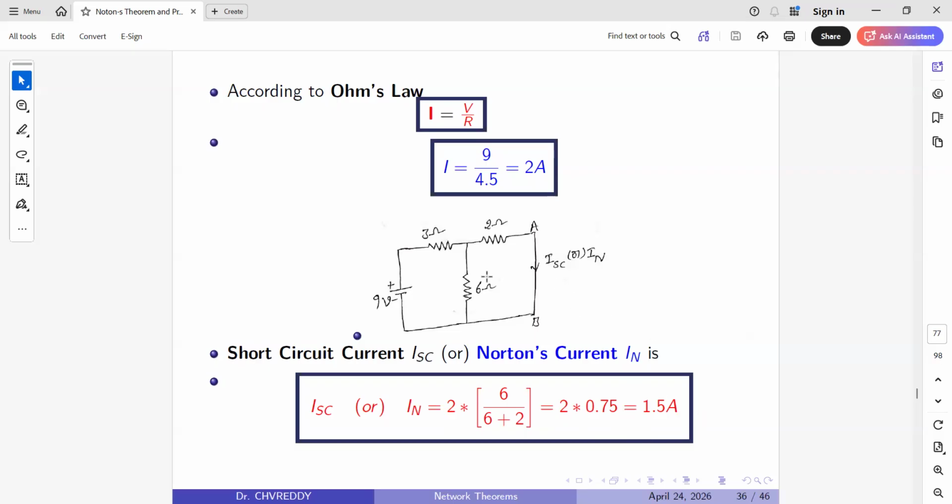So if you want to find how much current is passing through the 6 ohm, it is the total current into the opposite resistance. Here the opposite resistance is 2 by the sum of the resistance, 2 plus 6. But here we are going to find only the short circuit current. That means how much current is passing through the 2 ohm resistor. That only we identified here. So now we know the short circuit current as well as the Norton's current.